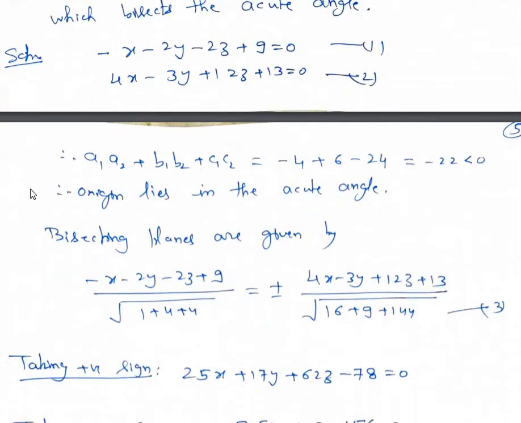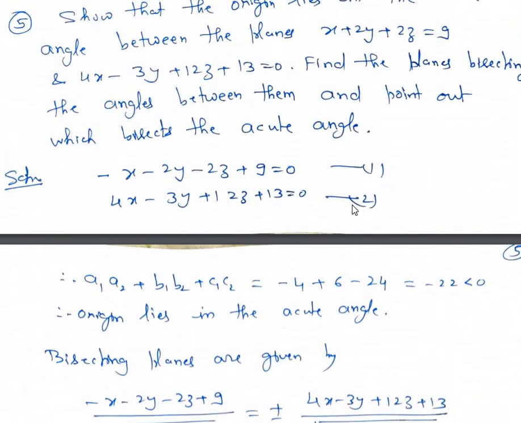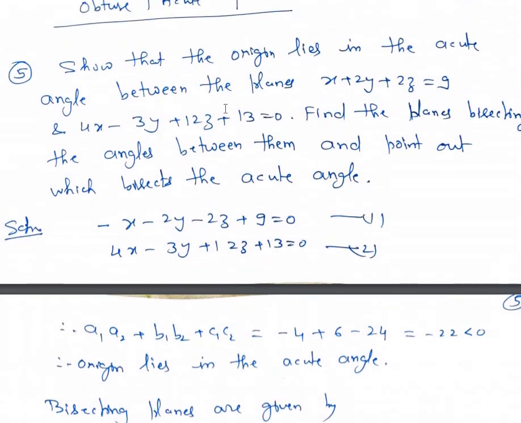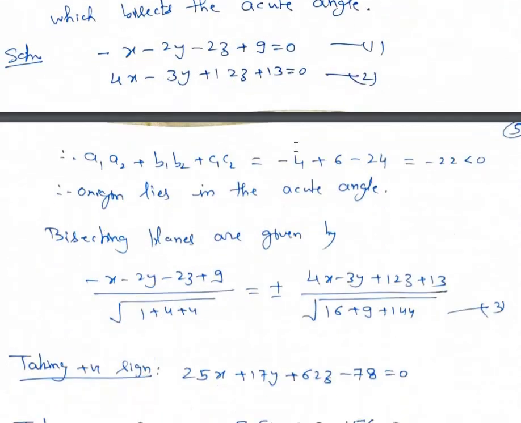Now if we find a1a2 plus b1b2 plus c1c2, we have minus 1 into 4, that is minus 4, plus 6 minus 24, which is minus 22, and it is negative. Therefore the origin lies in the acute angle. This is the first part. Now we have to find the planes bisecting the angles between them.